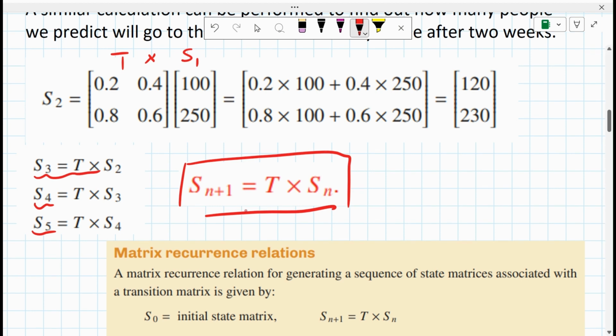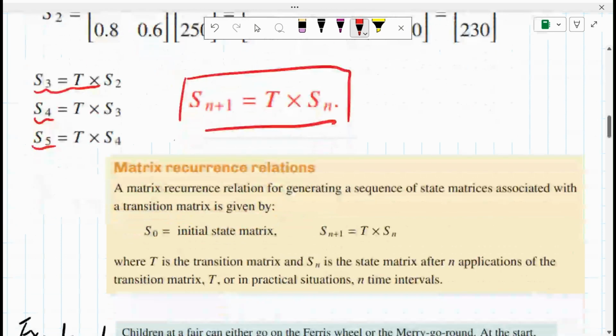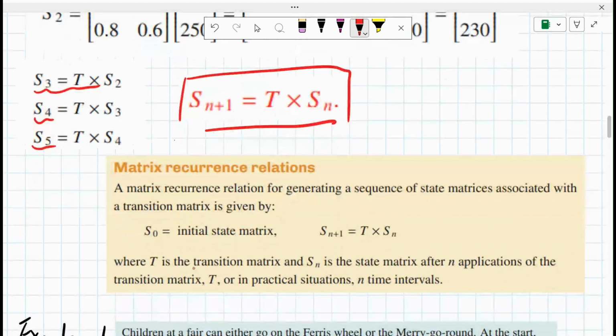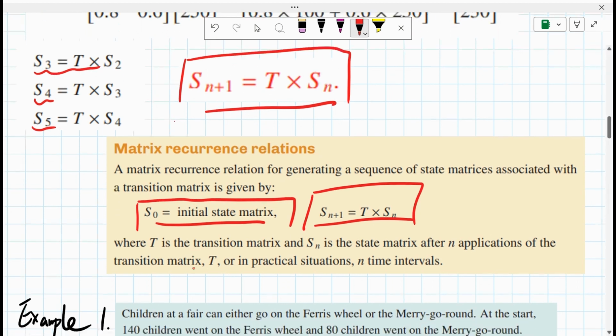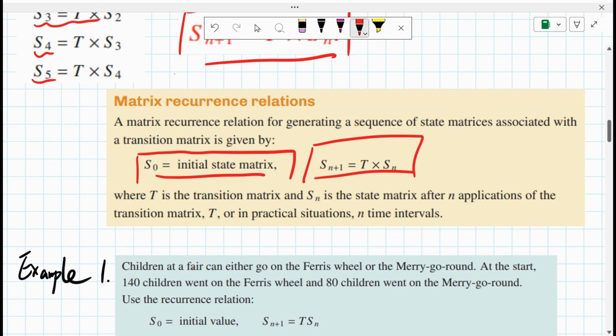The matrix recurrence relation generates the sequence, where S0 is the initial state matrix, and then Sn plus 1 equals T times Sn. I want you to write this down in your reference book. This gives you the ideas of what T means, what S means, what Sn plus 1 means, and what S0 means.